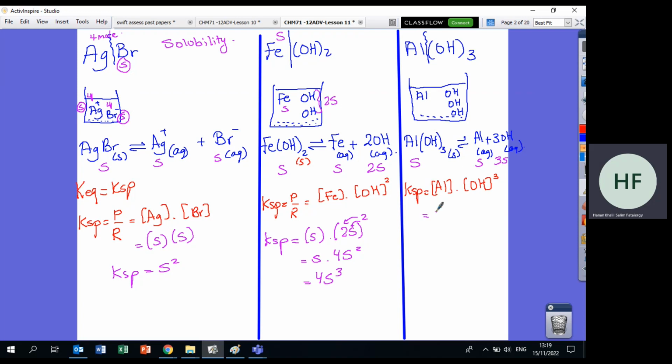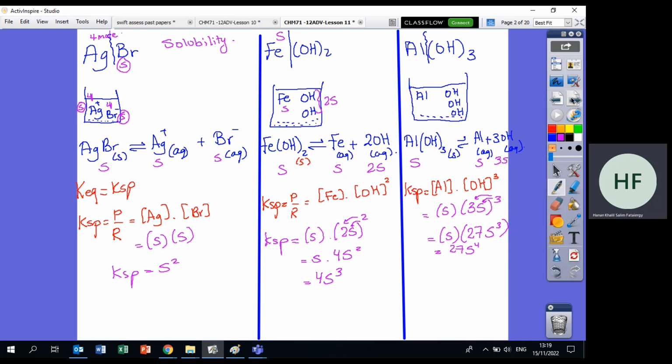Now this one, Al is S, OH is 3S, power 3. So I will say S, now 3 power 3 and S power 3. 3 power 3 is 27, 3 times 3 times 3, S power 3. So I will get 27S power 4. Again, if I have the Ksp, I can calculate S. I want you to be very careful. Not always is Ksp S squared. Sometimes Ksp is S squared, sometimes Ksp is 4S cubed, sometimes Ksp is 27S power 4. It depends on the solid I am dissolving.